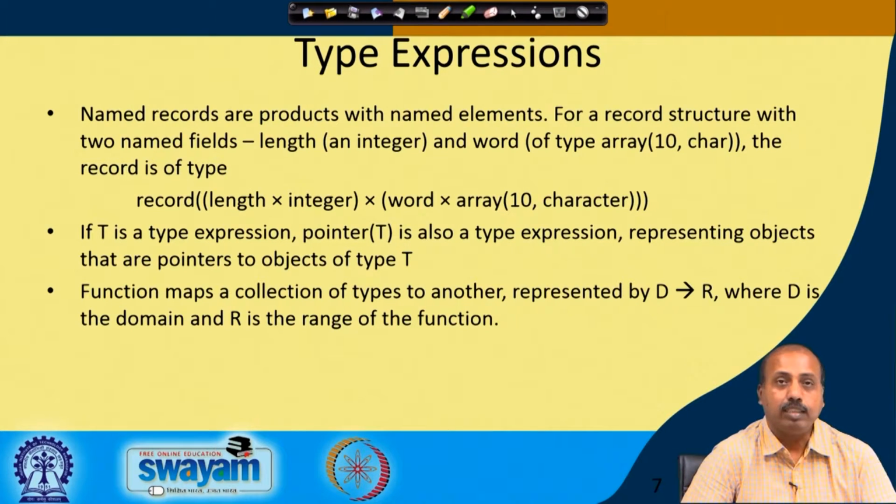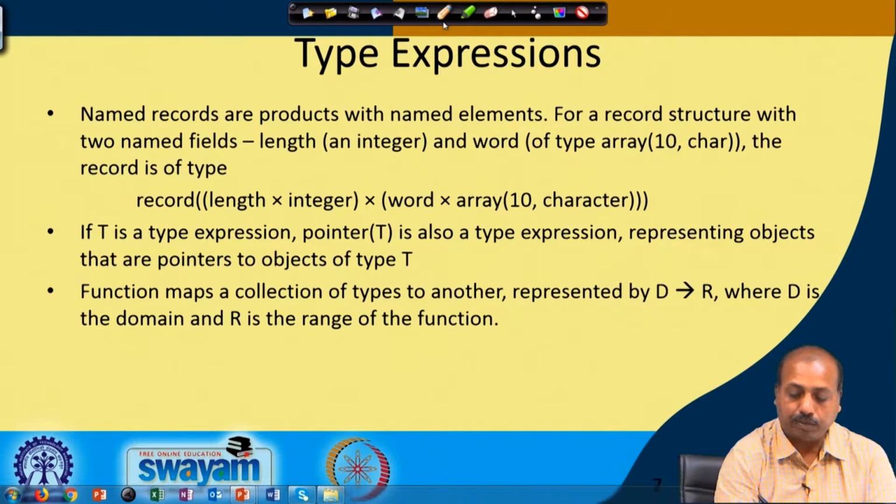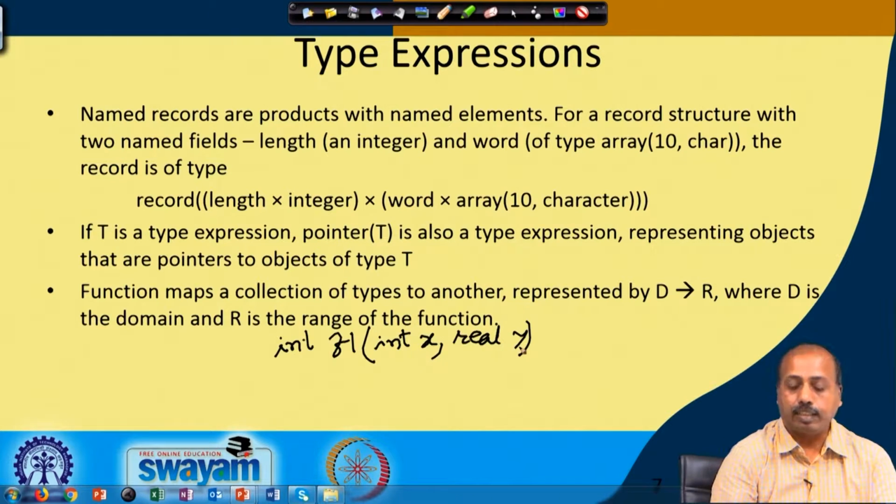And in case of a function, it maps a collection of types to another collection of types. So, it is D to R, where D is the domain and R is the range of the function. So, we can have something like this: if I have a function, say integer f1, and it has arguments like integer x and real y.